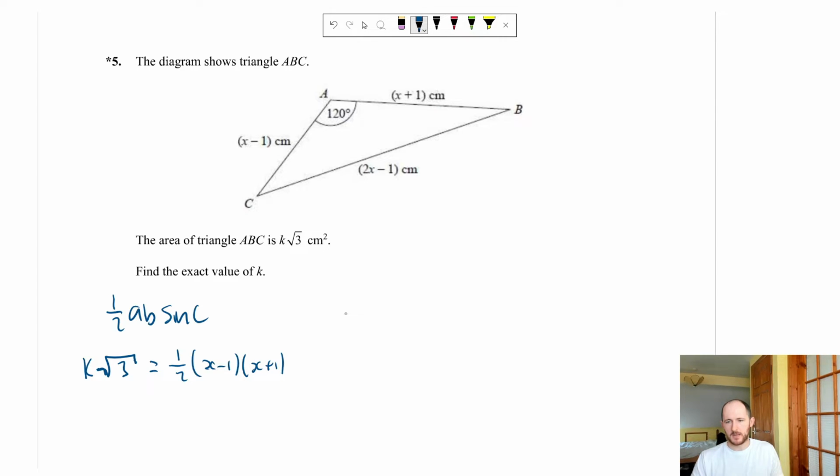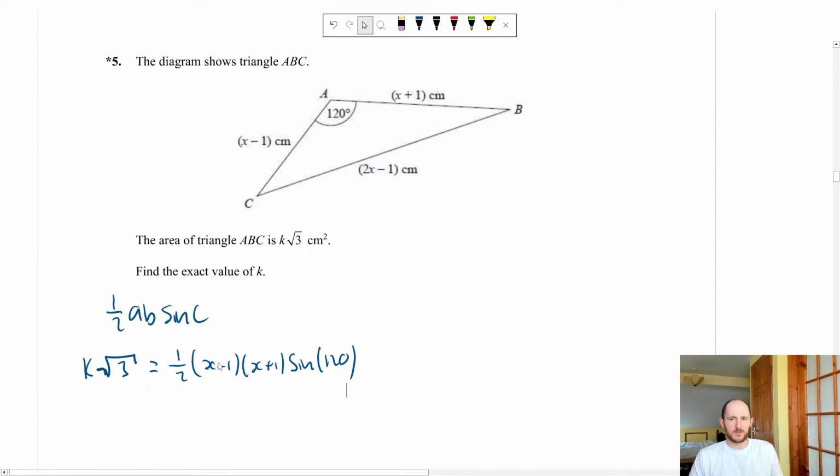X plus 1. And then it's sine 120. Right. Okay. Now I'm already spotting a small issue. So it says find the exact value of k. So we're going to try and get k equals and then some stuff, right? It's probably going to be a surd because it says it's the exact value.